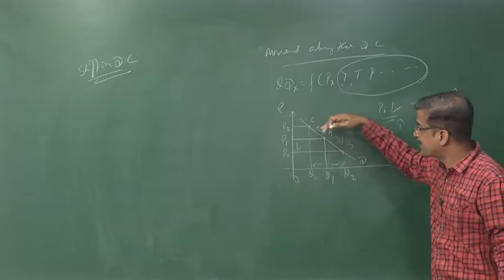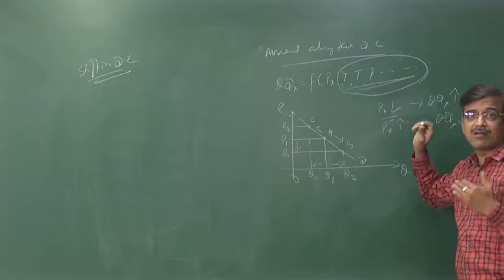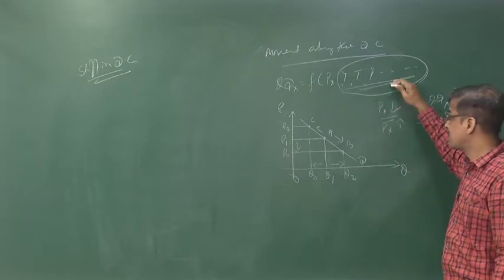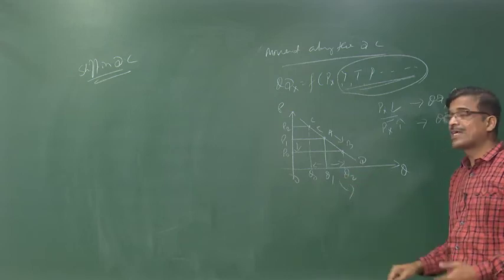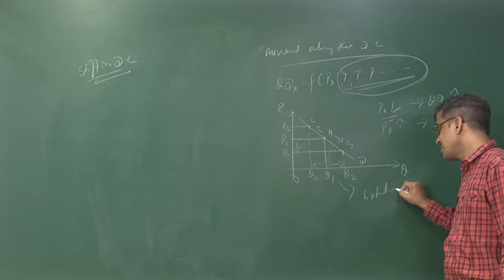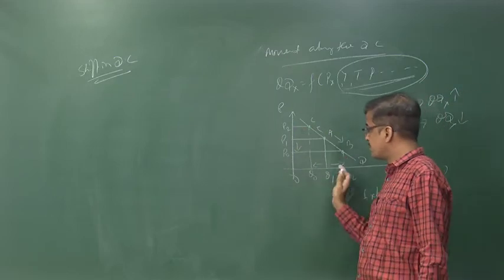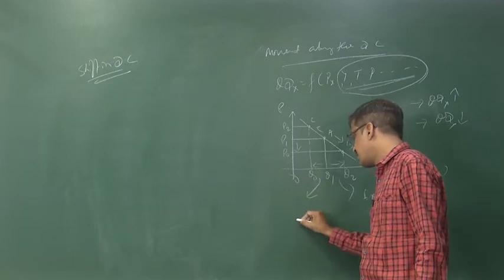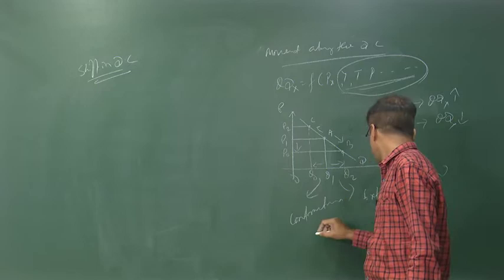But this movement happens only when other things are constant. When price falls and demand increases, this is called the expansion in demand or extension in demand. And when price rises and demand falls, this is called the contraction in demand.